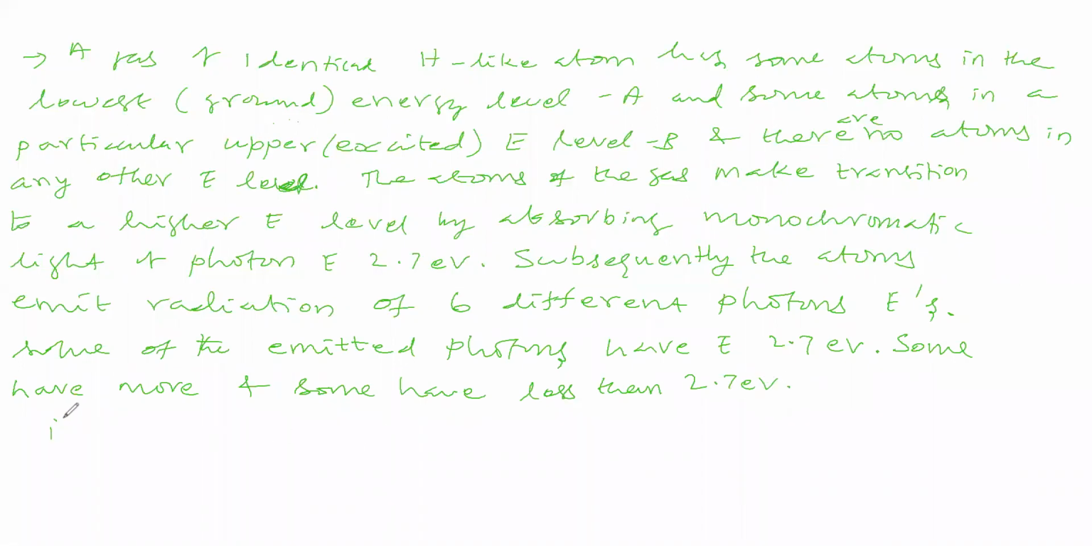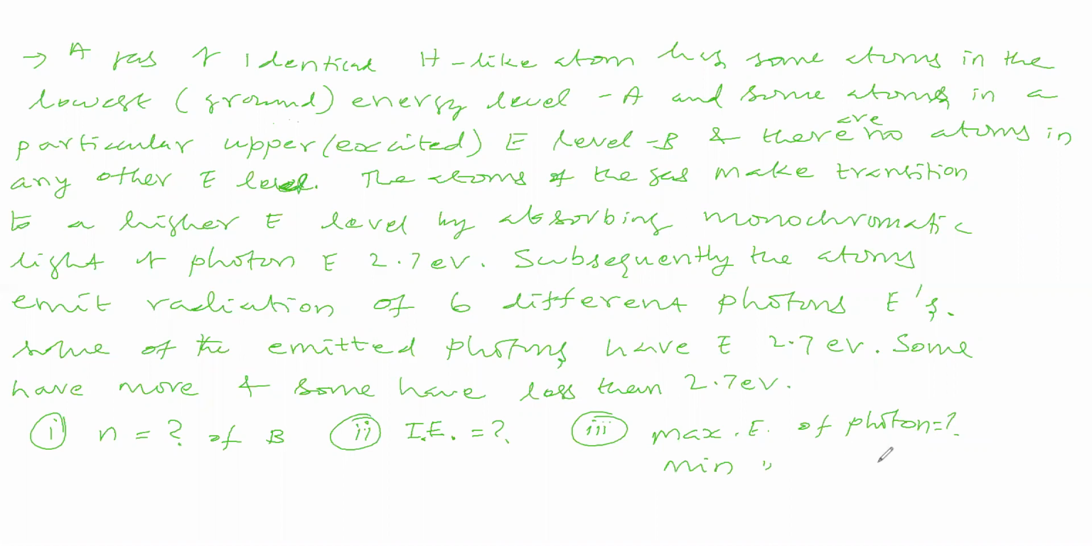First subdivision, we have to find the principal quantum number of level B. Next we have to find the ionization energy. Third subdivision, find the maximum and minimum energies of the emitted photons. We have to find the maximum energy of photon and the minimum energy of photon.